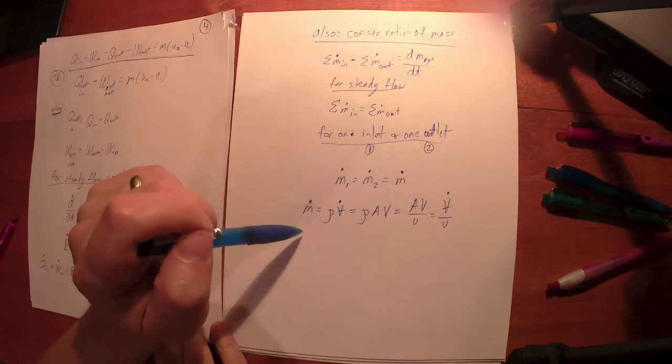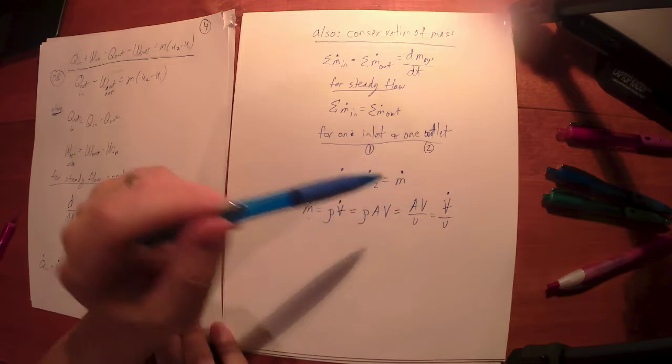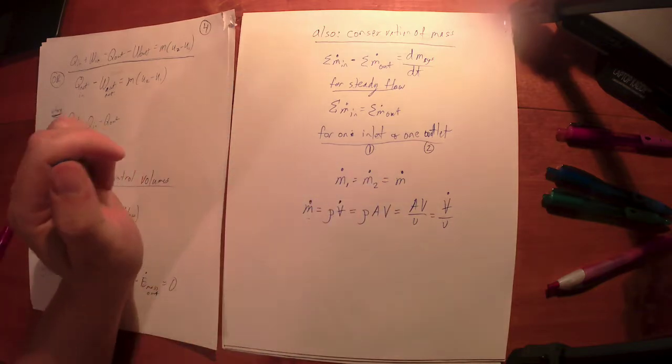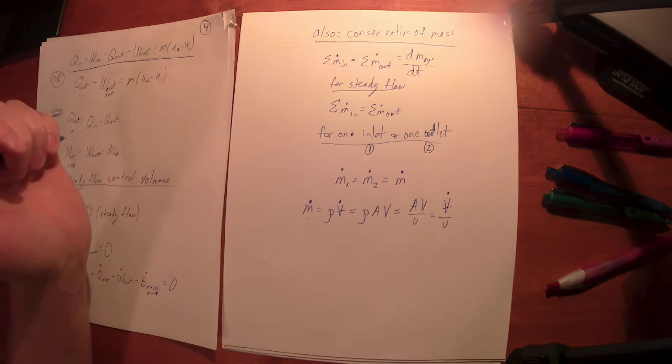It's just the same mass flow rate throughout. So m dot is equal to rho AV, or AV over little v. Okay. Again, depending on what I have there. Now, what does this do for us?